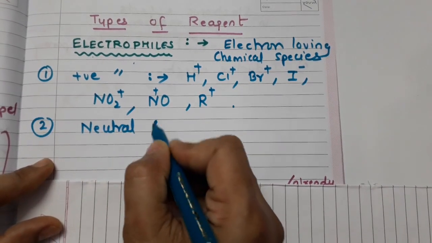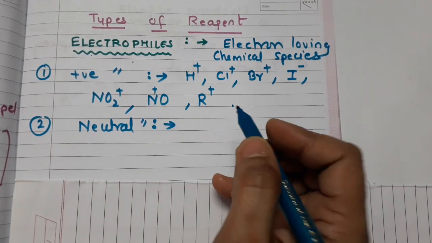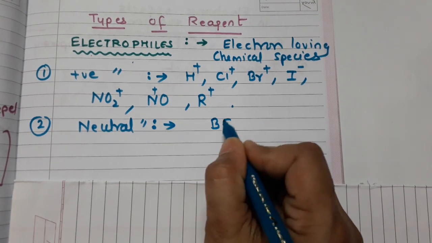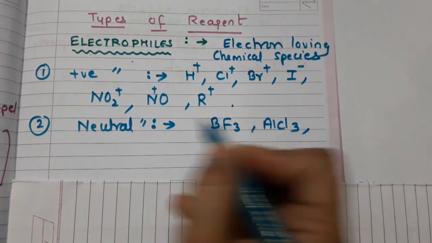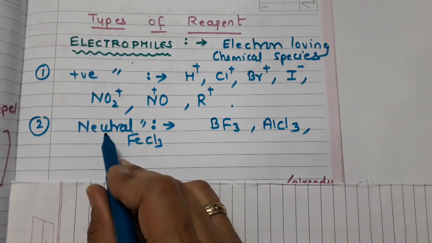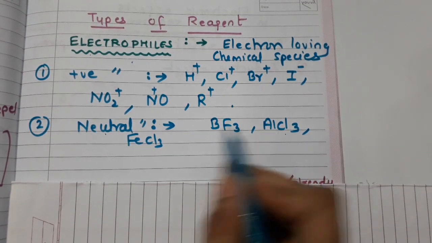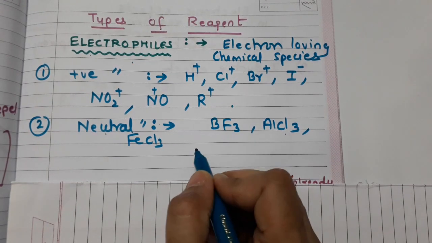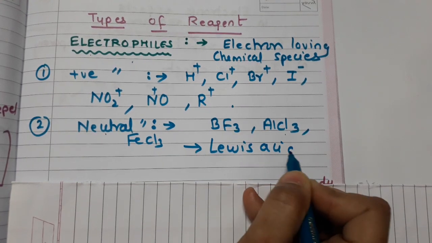Now we do have neutral electrophiles. You might be thinking, how come neutral electrophiles are existing? Yes, neutral electrophiles means we have BF3, boron trifluoride, we have aluminium chloride, we also have FeCl3. So what they do is they are in need of electron. We all know that boron trifluoride, aluminium trichloride, FeCl3, they all are the examples of incomplete octet compounds, isn't it? So they are also known as Lewis acids.